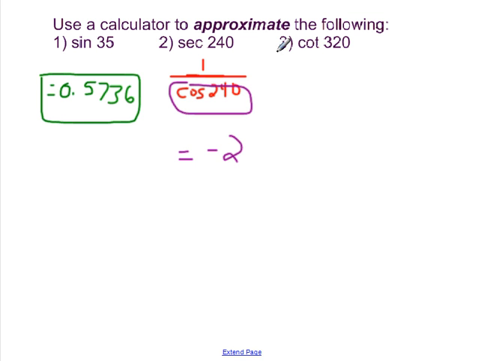So go ahead and try this third one on your own. Since that is a cotangent, there is no cotangent button. Keep in mind you're going to have to use a reciprocal identity to put it in terms of something that you have a button for.